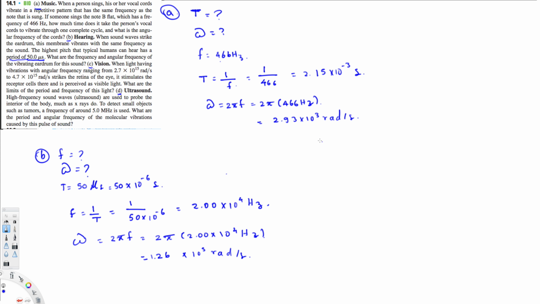Let's do the C part. Let's use a different color. So, C part.